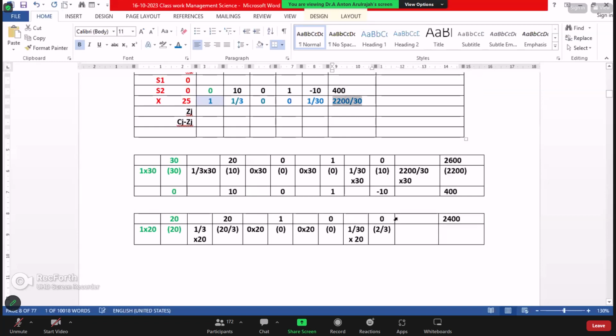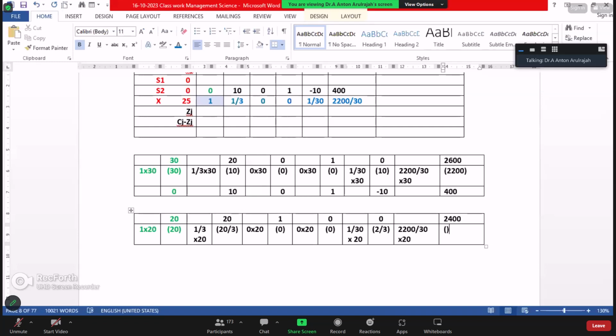2200 divided by 30 has to be multiplied by 20. That is about this much. You have to do it and practice, otherwise you cannot do it. 30, that should be multiplied by 20. It's about 4400.